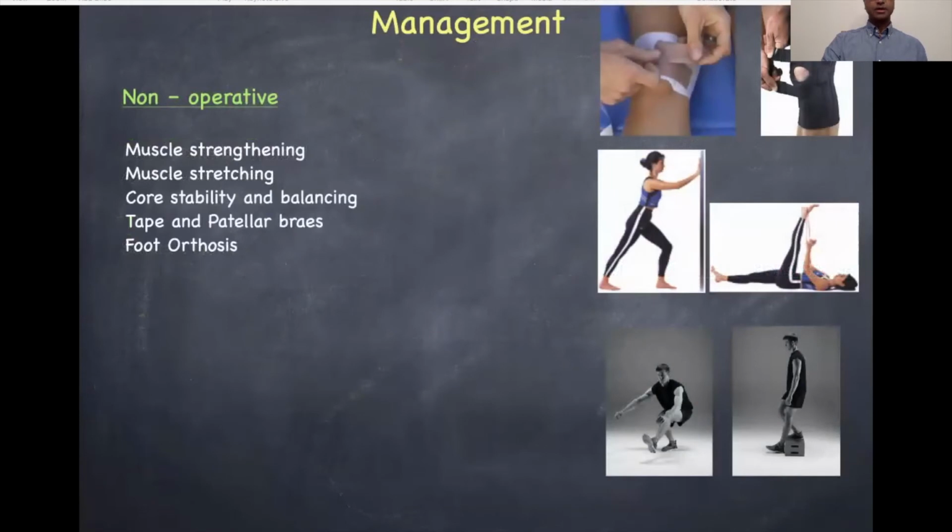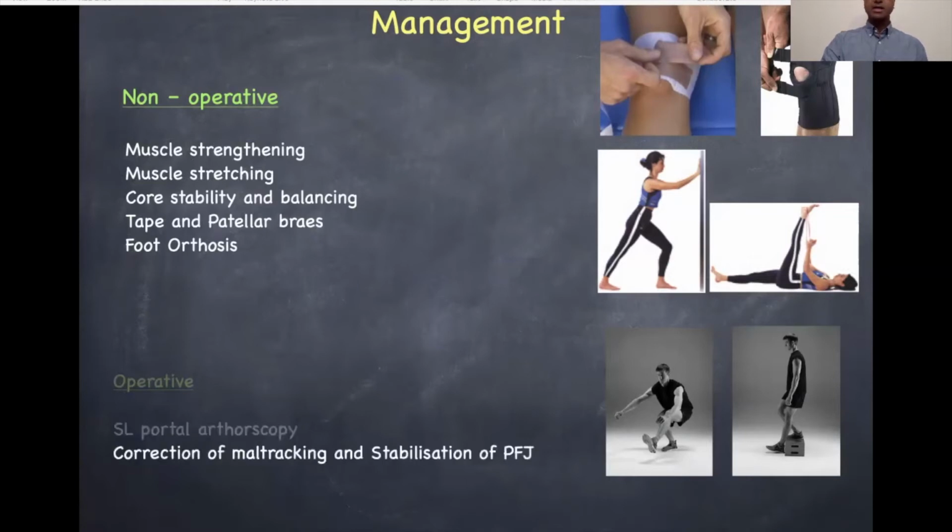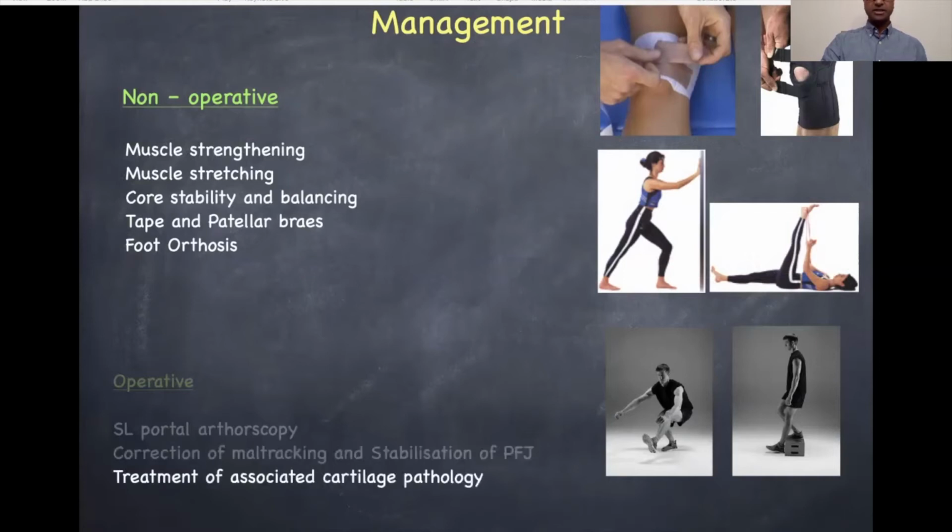When it comes to managing patellofemoral instability, again, we must not forget the principle of non-operative treatment, which is useful in non-surgical treatment as well as in the perioperative period. And that essentially includes stretching, strengthening, and use of appropriate braces. When it comes to operative stabilization, the three main principles are assessment of the tracking of the patella through supralateral arthroscopy, which is a must; correction of maltracking and stabilization of the patellofemoral joint; and do not forget the treatment of associated cartilage pathology, which is not uncommon, especially with recurrent patellar instability.